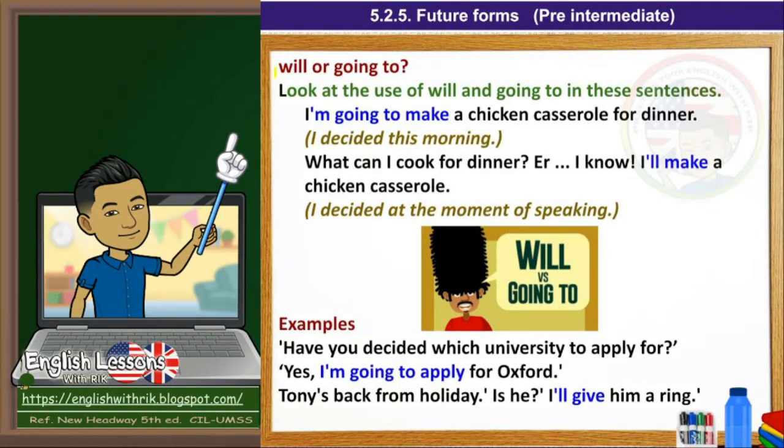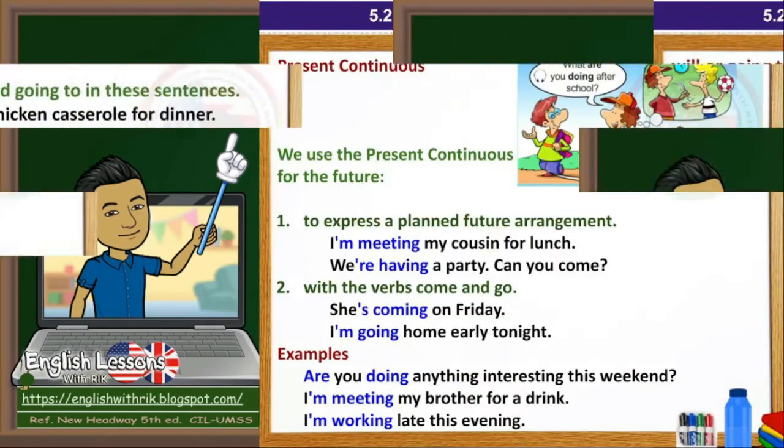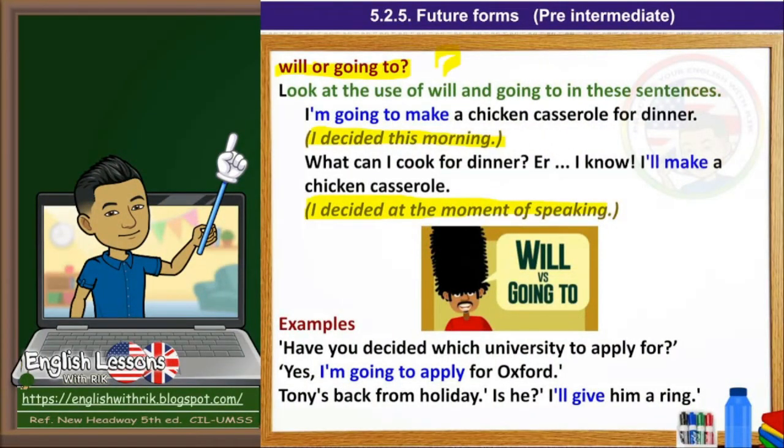Will or going to? Look at the use of will and going to in these sentences. I'm going to make a chicken casserole for dinner. What can I cook for dinner? I know. I'll make a chicken casserole. Here are some more examples. Have you decided which university to apply for? Yes, I'm going to apply for Oxford. Tony's back from holiday. Is he? I'll give him a ring.